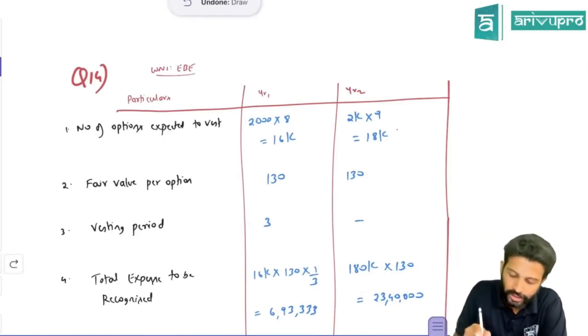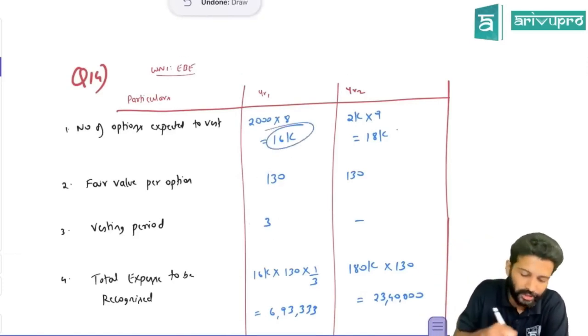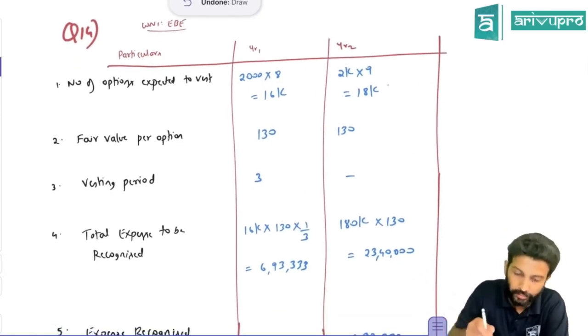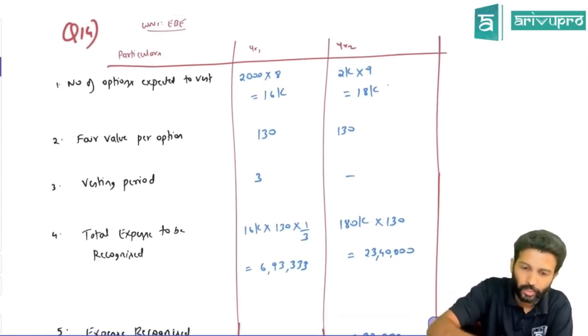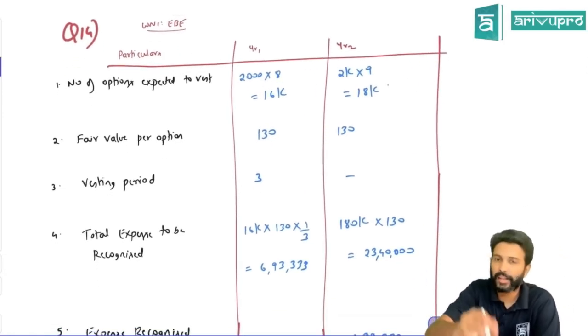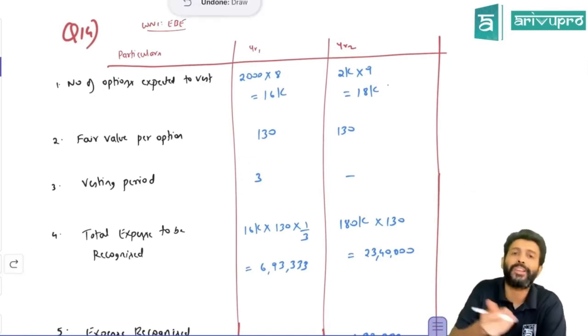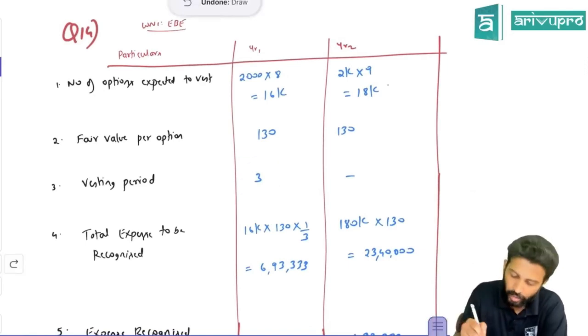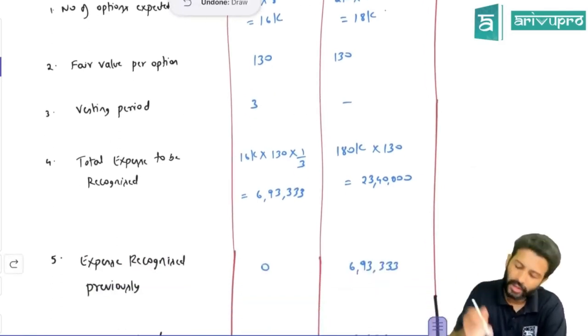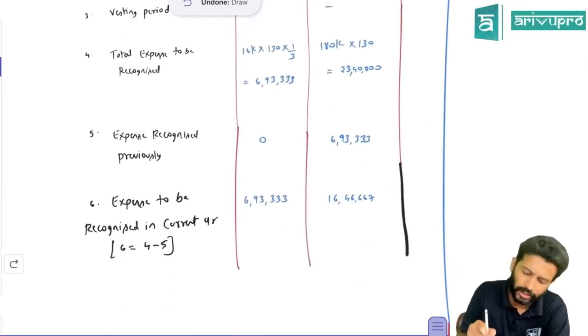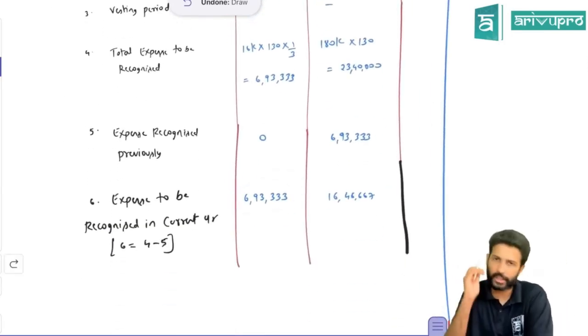Okay. So 130 is the loss on one option. On 16,000 options, 16,000 into 130 is 20 lakh 80,000. The 20 lakh 80,000 has to be booked over 3 years. So divided by 3, you get 693,333. We are in the first year and nothing has been booked, so the entire 693,333 will be booked in the first year itself.